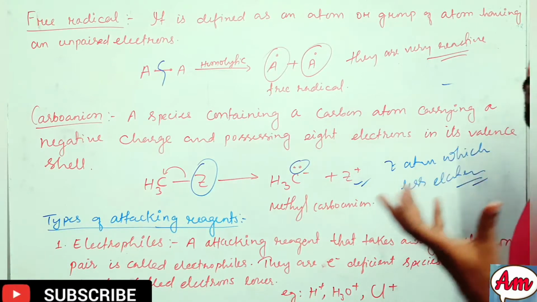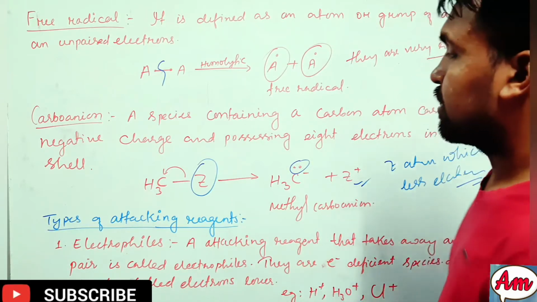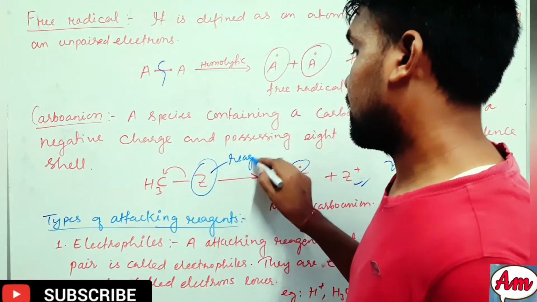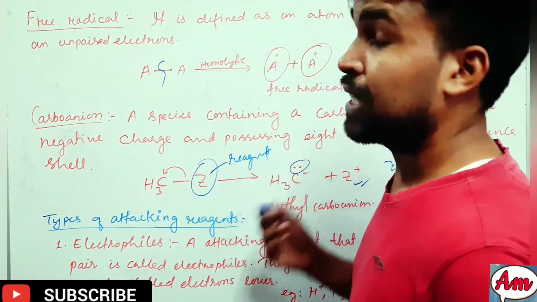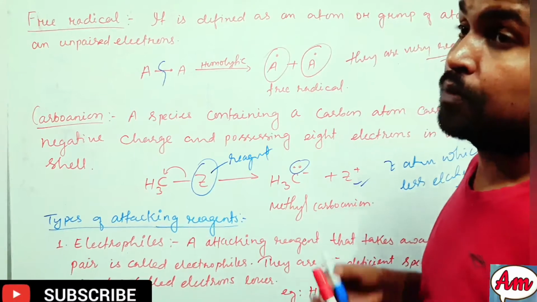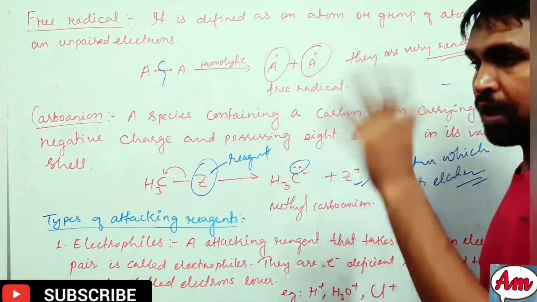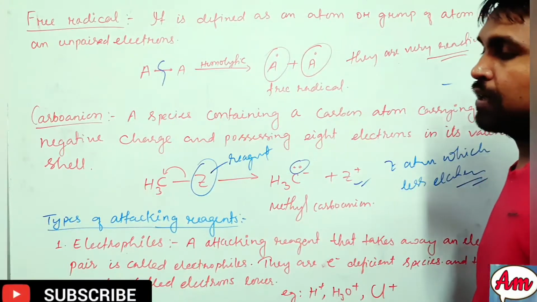Now we are going to discuss types of attacking reagents. So these are called what? Reagents. Okay, these are called reagents, or we call them attacking reagents. So how many types of attacking reagents are there? The first attacking reagent is free radicals, which we have already discussed. Now another one is what?